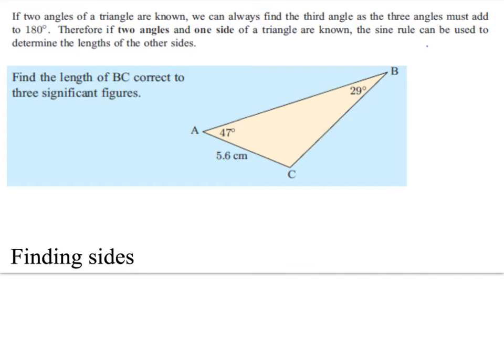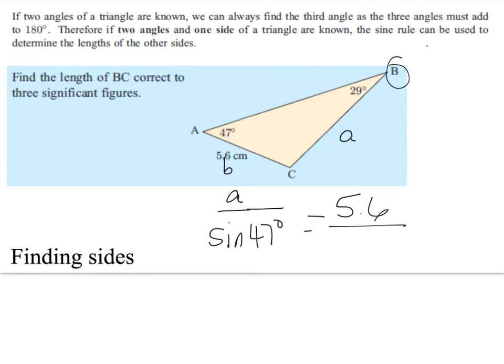So by the cosine rule, no. Okay, so if we look at this, we have BC here is a centimeters long because it's the side opposite little a, or angle A. So using the sine rule, we have a over the sine of 47 degrees is equal to b, which is going to be 5.6, over the sine of angle B, which is 29 degrees. So sine of 29 degrees.